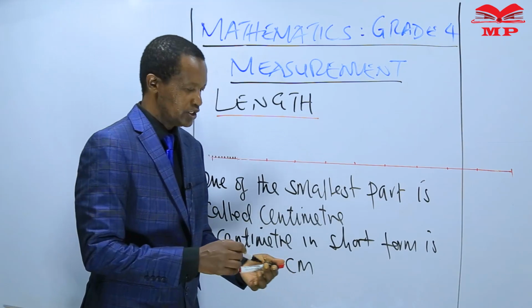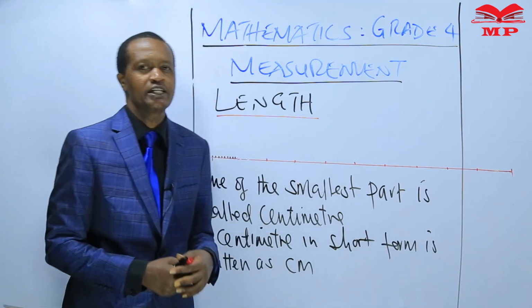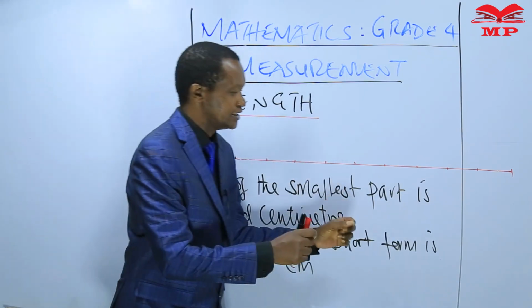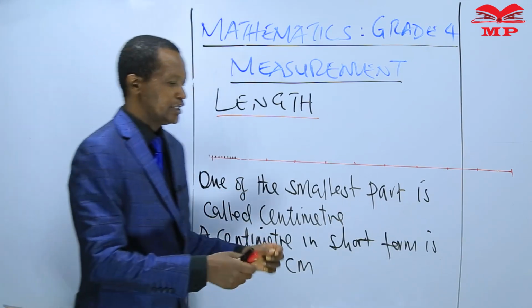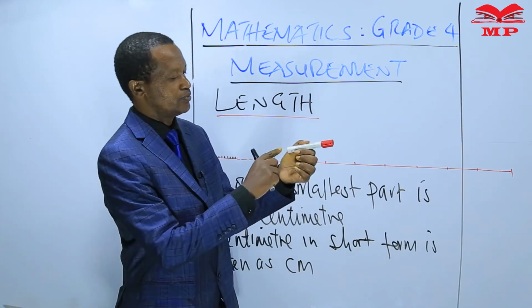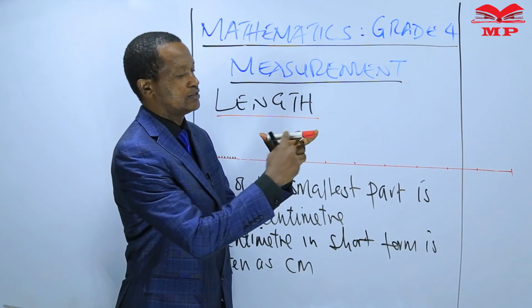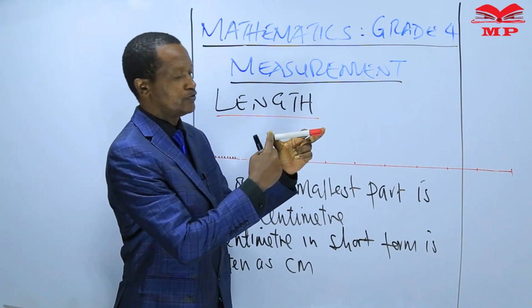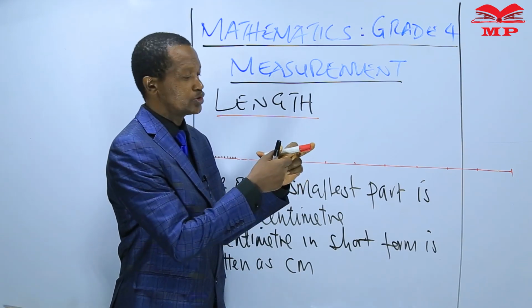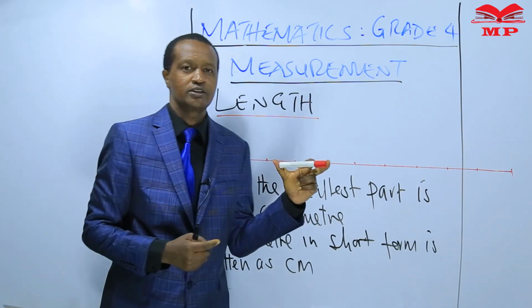Now, learners, short lengths are measured in centimeters. If you have a short length like my pen, from this point to this point, this is a short length. Now, to measure the length of this marker pen, I can use centimeters. All right?